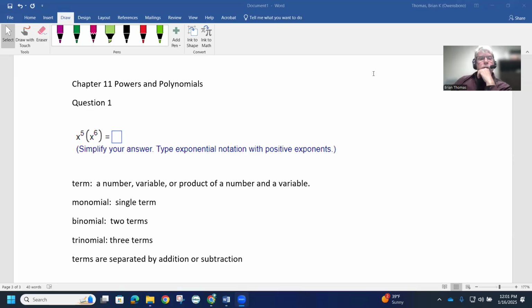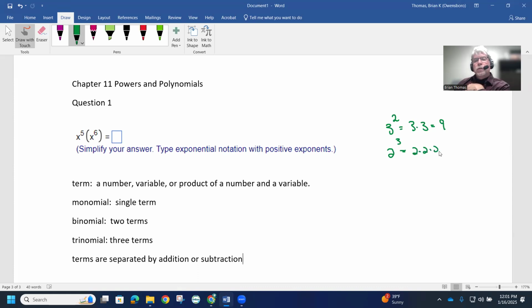So this moves us into chapter 11, powers and polynomials. Again, a power is another word for exponent. So if I give you 3 to the power of 2, a lot of times we say that's 3 squared. 3 squared means 3 times 3, or we would write that as 9. 2 to the power of 3, a lot of times we say that's 2 cubed. 2 cubed would be 2 times 2 times 2.